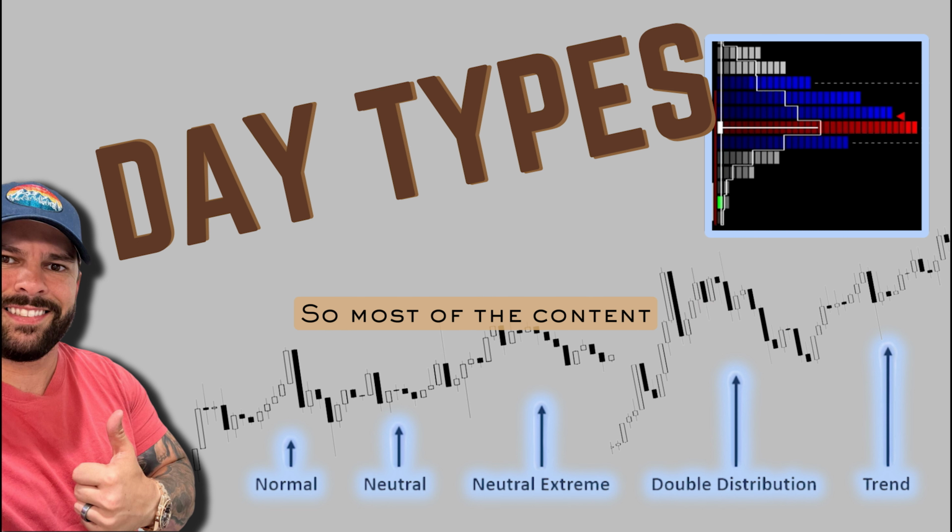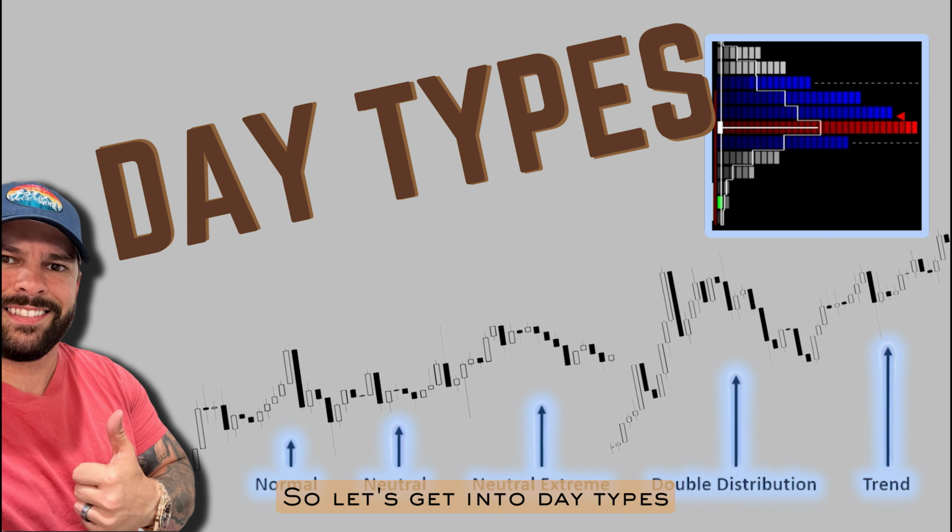Most of the content in the beginning of the order flow roadmap was derived from what I had pulled from trading with market profile, as far as auction market theory goes. So it's really important that you have a firm base of understanding with that material first before moving forward. So let's get into day types.